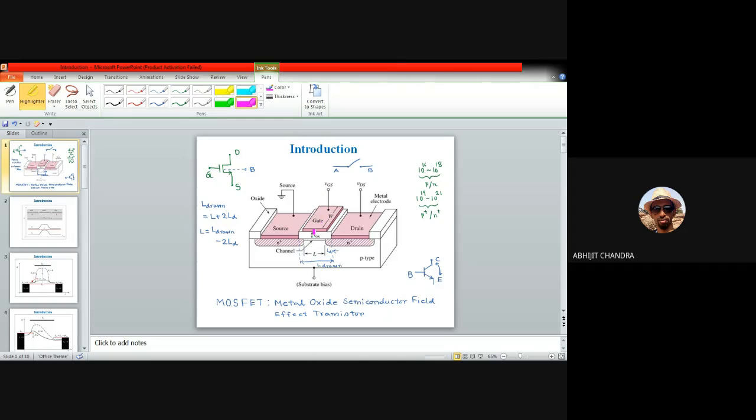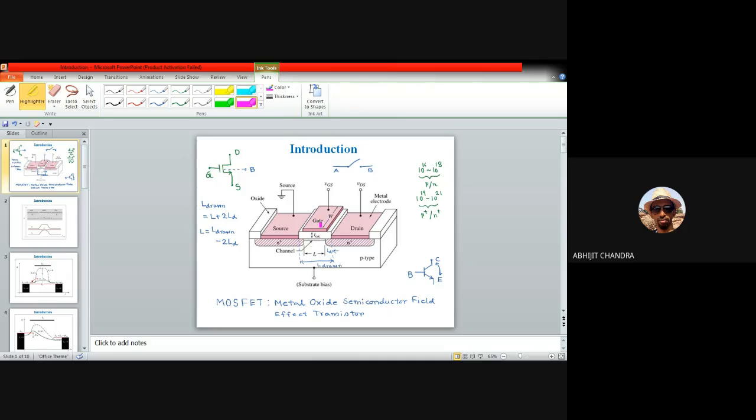But remember, we have one particular oxide layer beneath the gate, so the gate is not directly connected. We cannot say that there will be some gate current over here. The current will be induced by means of the corresponding capacitor which is present over here. So we have two different capacitors over here.